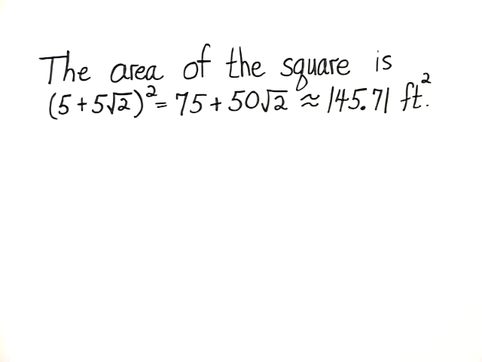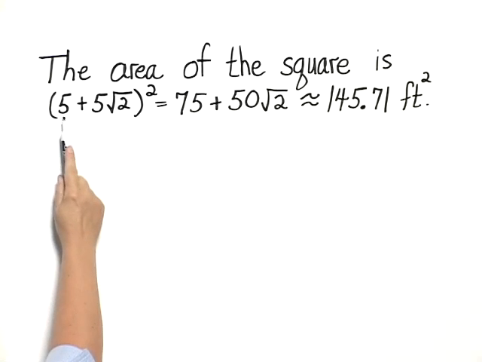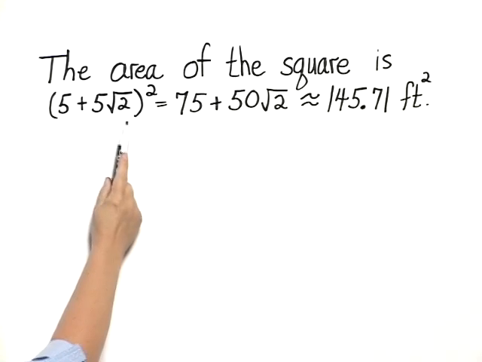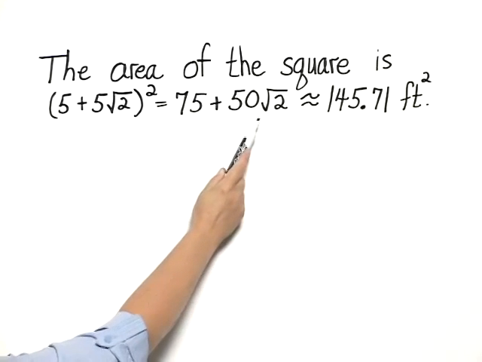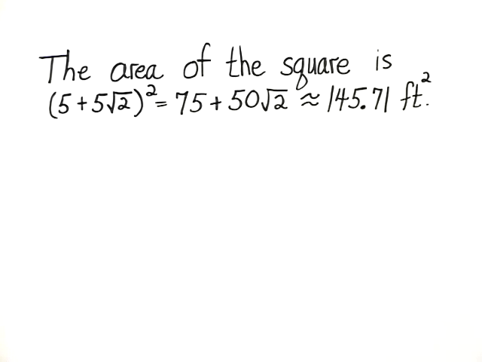We're asked to find the area of the square, so we can state the area of the square is the side squared, which is 5 plus 5 times the square root of 2 squared. If we multiply this out, we get 75 plus 50 times the square root of 2, and approximating, that would be 145.71 square feet.